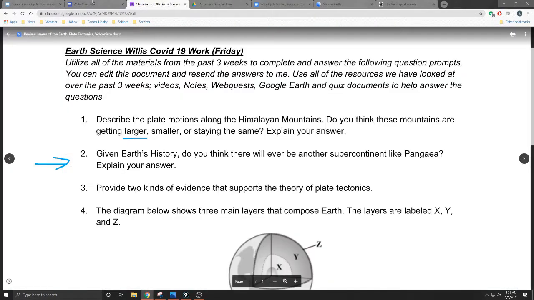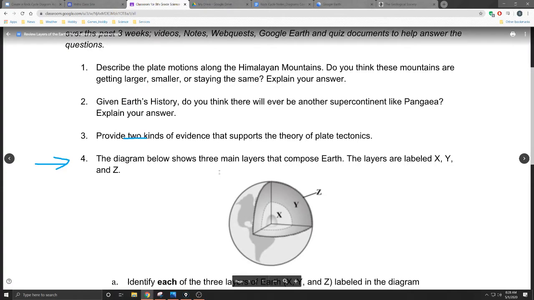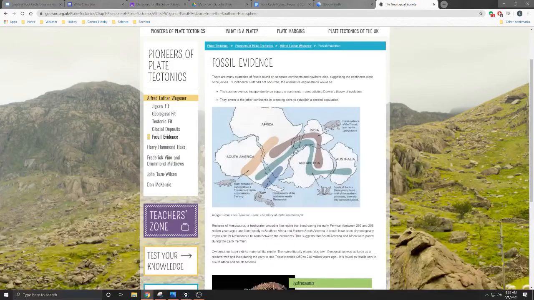All right, so, still back to that. I've got to make sure I go back to this one here. Let me clear the screen here. Provide two types of evidence that support the theory of plate tectonics. I'm going to give you guys this link here.